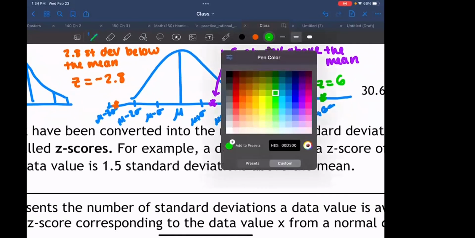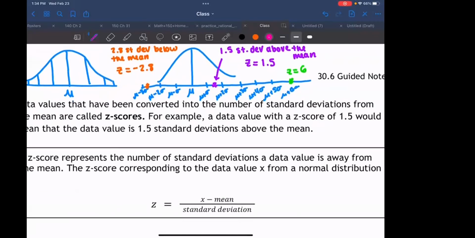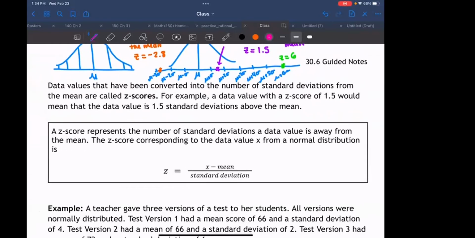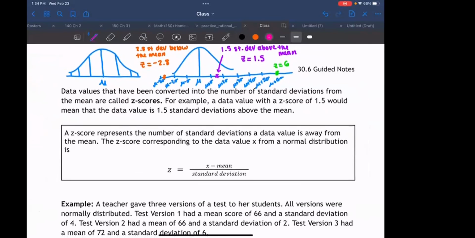All right. Now, so let's see. So we know that the z-score is the number of standard deviations above or below the mean.